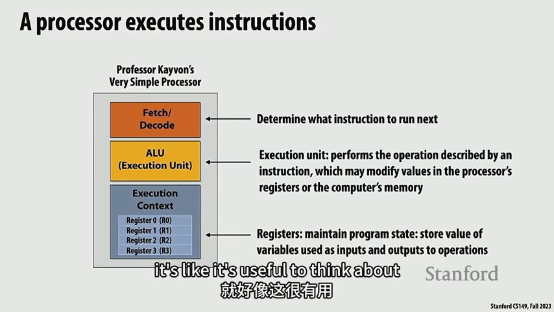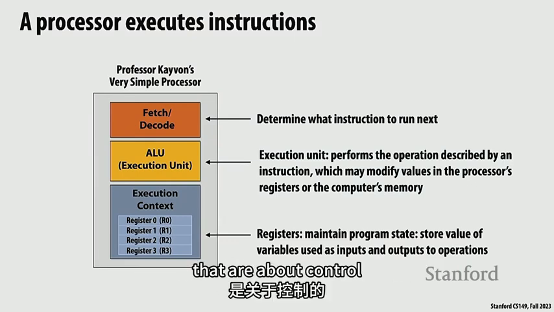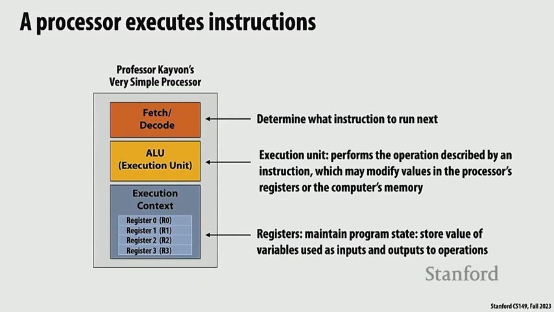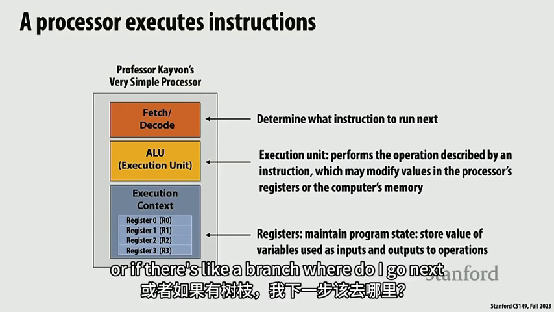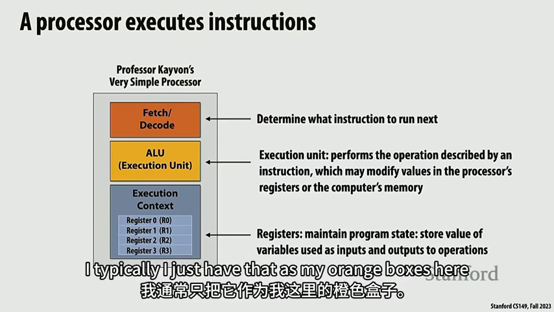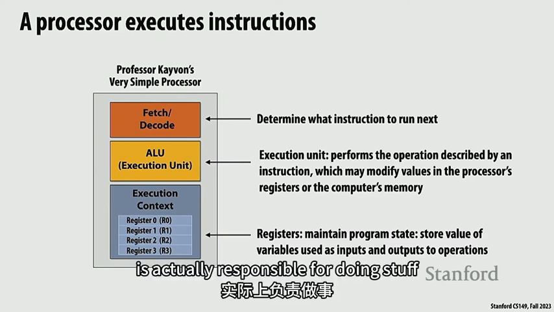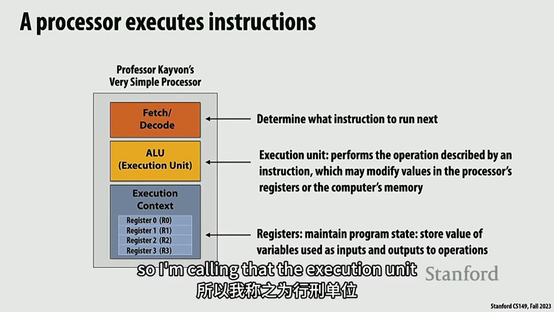It's useful to think about components of the processor that are about control. Given the program, what do I do next? Like, what's the next operation? Or if there's a branch, where do I go next? I typically just have that as my orange boxes here, fetch and decode. Then you have a part of the processor, some of the hardware that's actually responsible for doing stuff. So I'm calling that the execution unit.